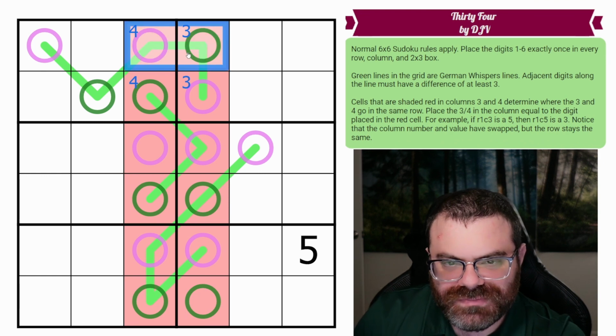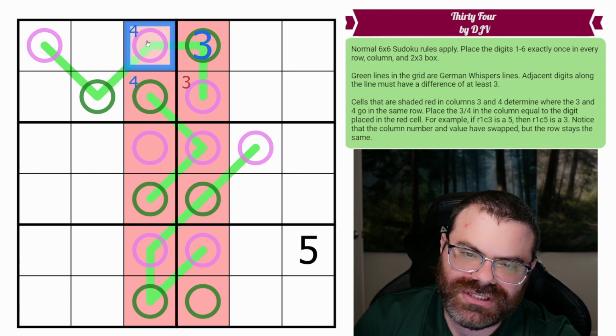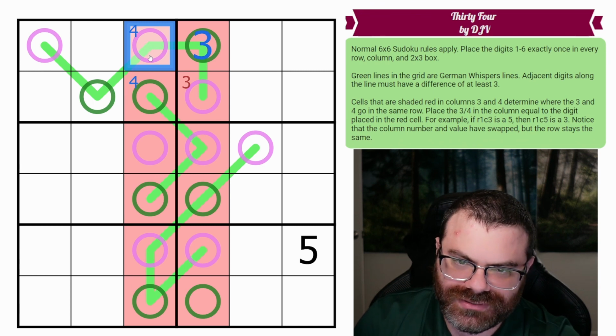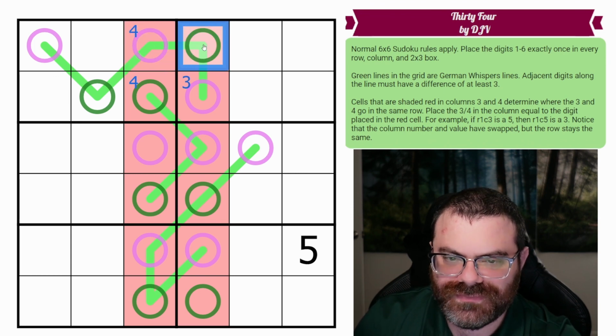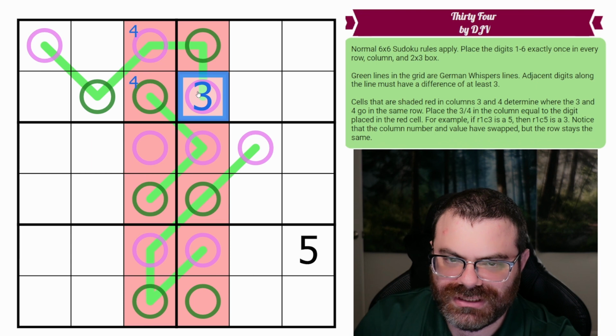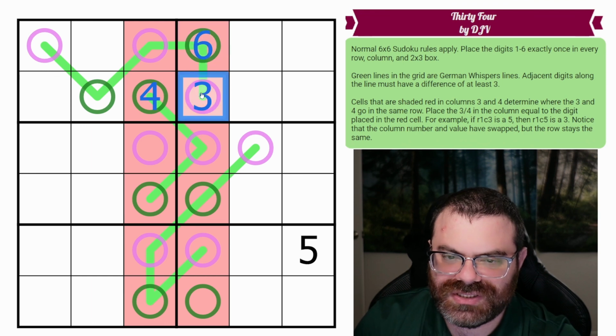Right, but these have a German Whisper line across them. So if this was a 3, then we'd have to put a 6 here, but we'd also have to put a 4 here, right? The German Whisper says put a 6 there, and the indexing says put a 4 there. That's not going to work. So this can't be 3, which does put a 3 here, which means this can't be 4, so the indexing tells us this is 4. Now we have German Whisper things to do. This is a 6 because it's next to a 3, and this is a 1 because it's next to a 4.